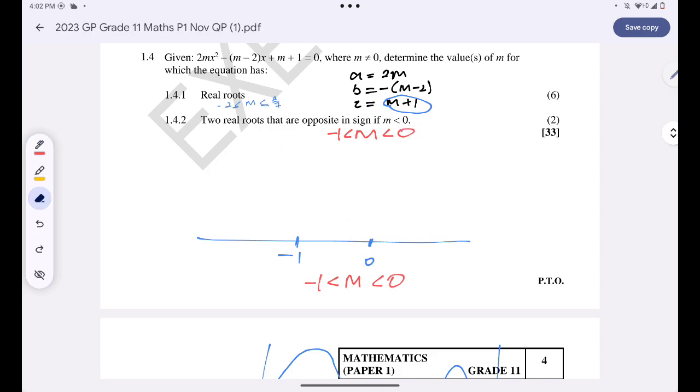That's how, guys, you're supposed to deal with this equation.